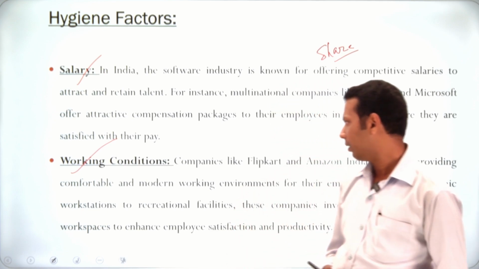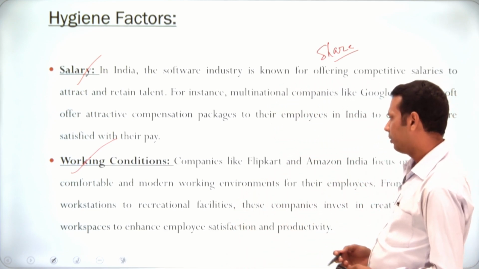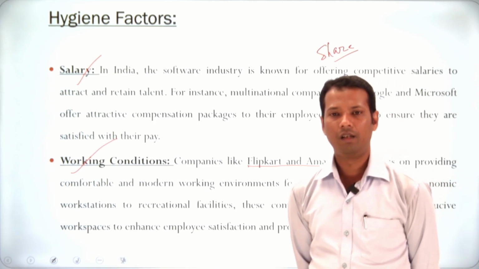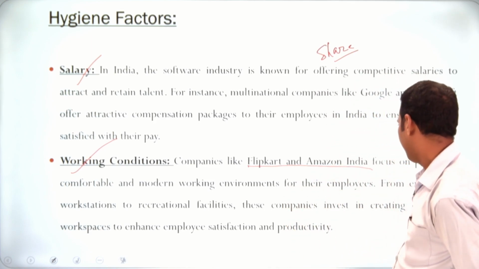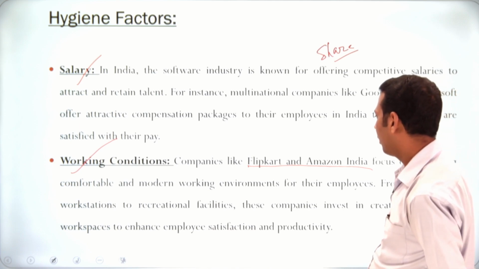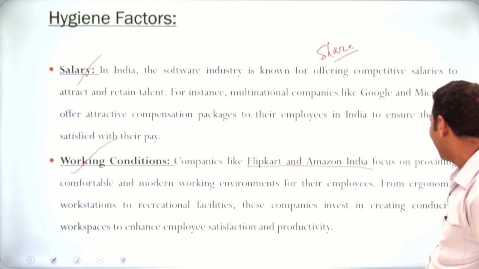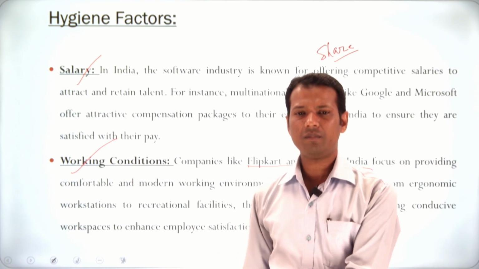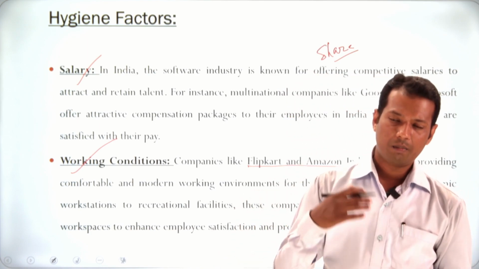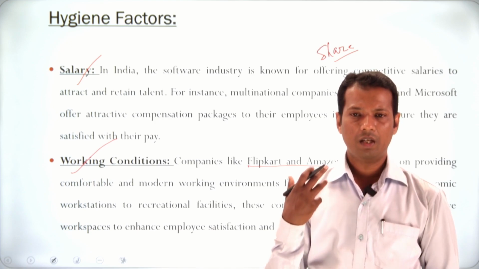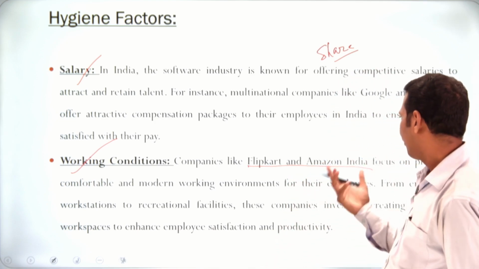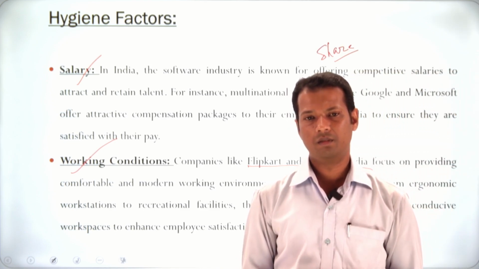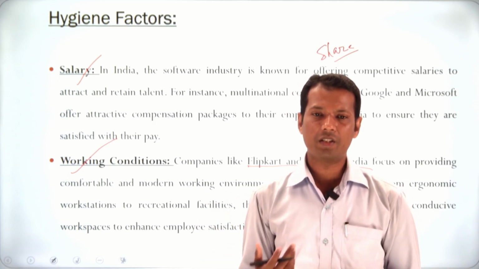Next is working condition. Working conditions means companies like Flipkart and Amazon India focus on providing comfortable and modern working conditions for their employees. From ergonomic workstations to recreational facilities, these companies invest in creating conducive workspaces to enhance employee satisfaction and productivity. You see, these days not only Flipkart and Amazon, but there are multiple MNCs giving you a comfortable and conducive, modern workplace. In the workplace a lot of recreational facilities are available.